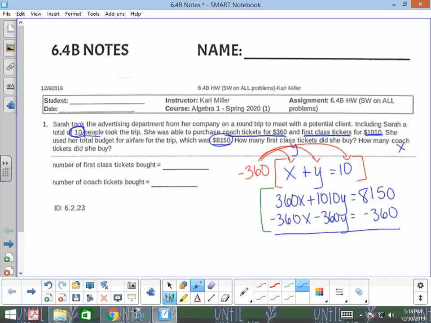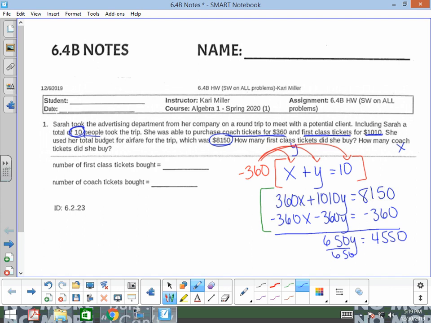So we eliminated the X's. We have 650Y equals 4,550. Divide by 650, and Y is equal to 7. So remember, Y is the number of first class tickets. So that's 7. And since X plus Y equals 10, Y is 7, then X has to be 3. So that's the number of coach tickets.